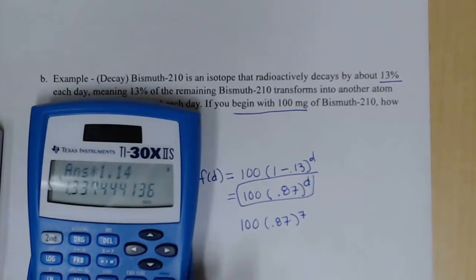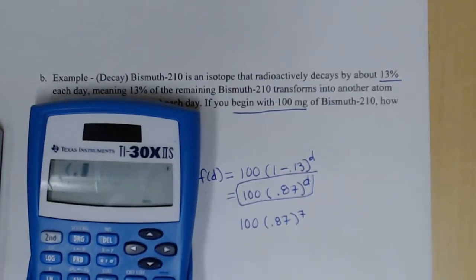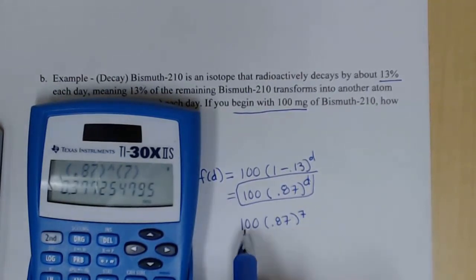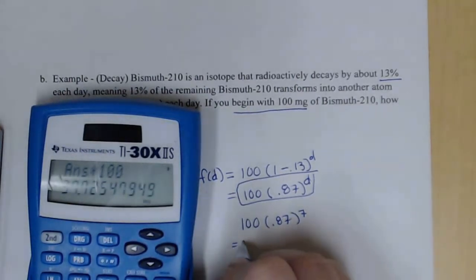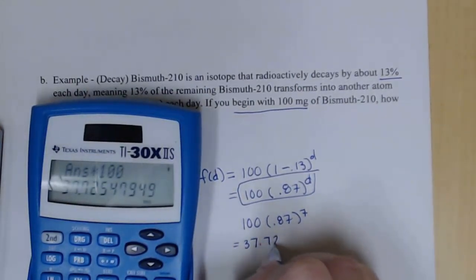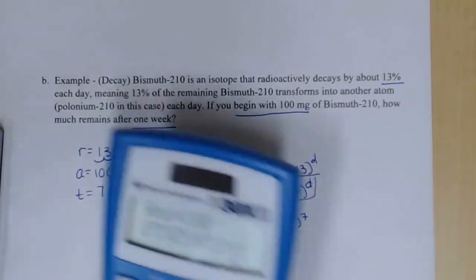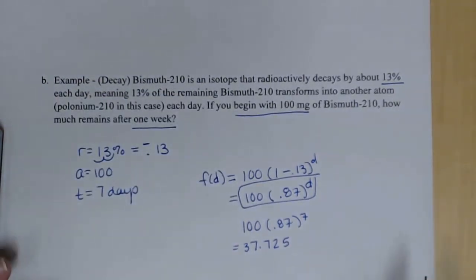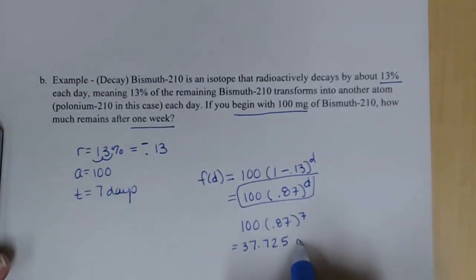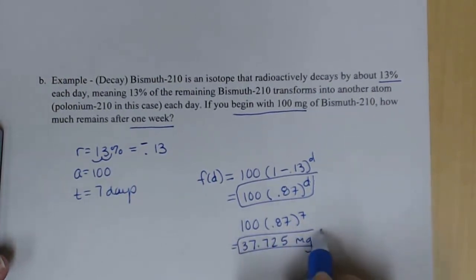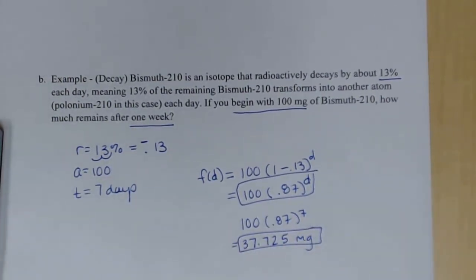I'm going to go to my calculator, and I'm going to say parentheses 0.87 raised to the 7th. Get that number, and then I'm going to multiply it by 100. So this gives me 37.725. And so how much is going to remain after 1 week? We would have this many milligrams left over after 1 week based on its decay.